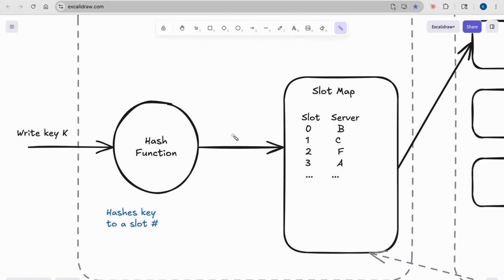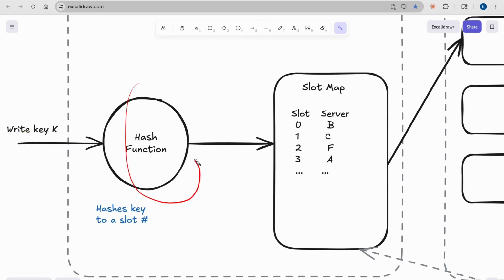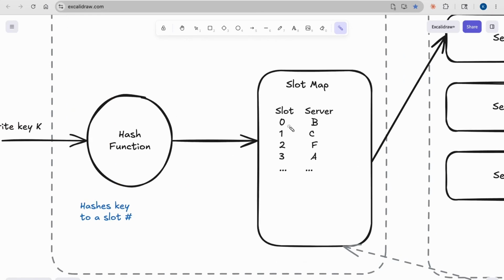Each entry in our Redis is stored with a single string key. These keys are hashed using some CRC function to determine the slot number. The slot number helps us maintain the mapping to servers. Let's say I provide a key as a build, and using that hash function I get some 1 or 2. So I know now that slot 1 is mapped to server C.